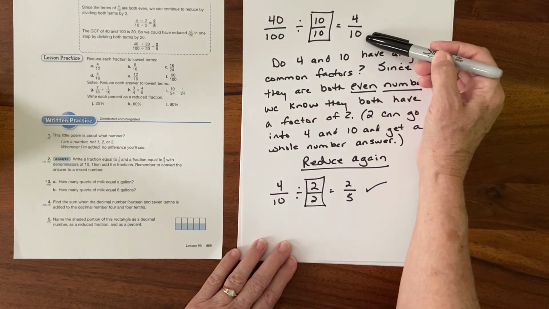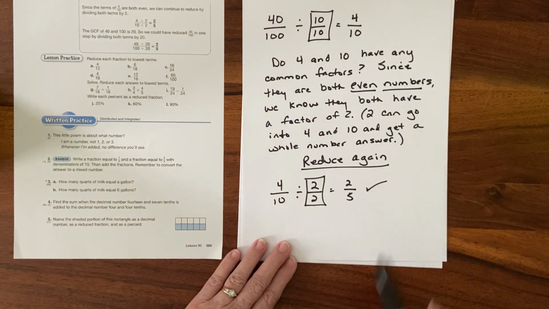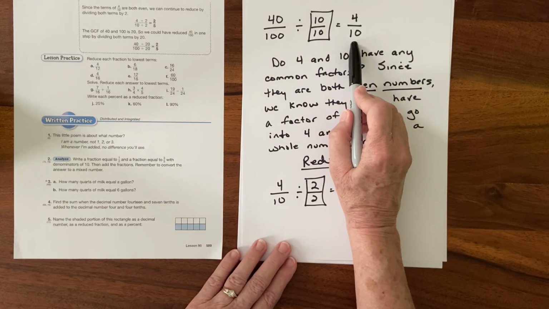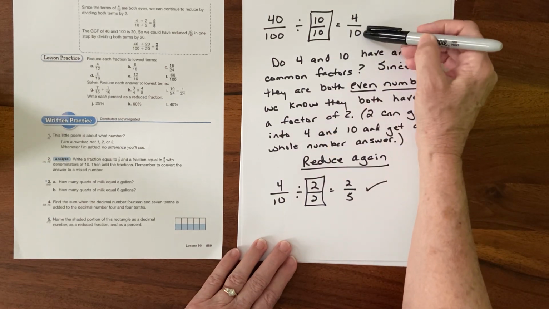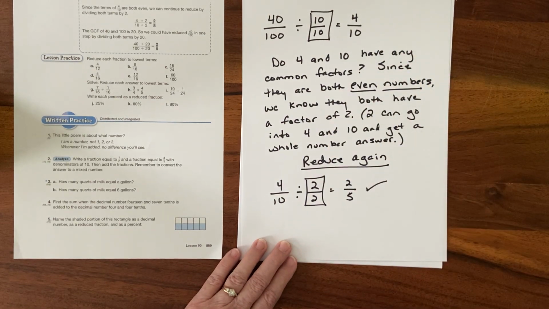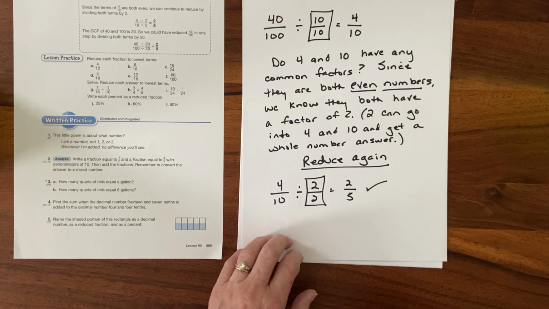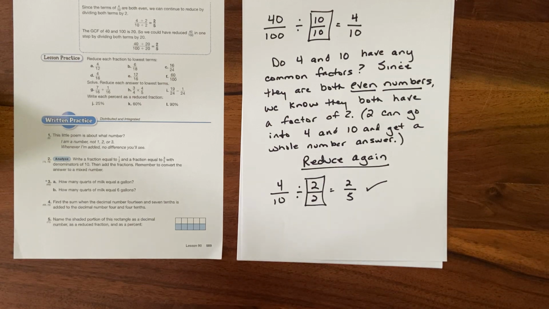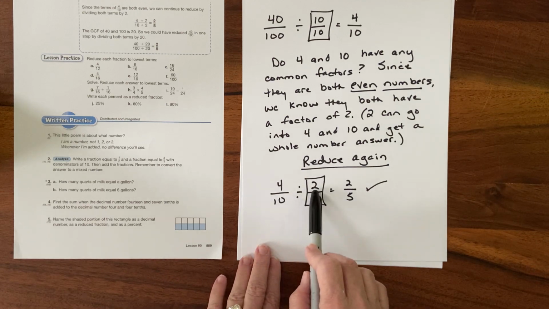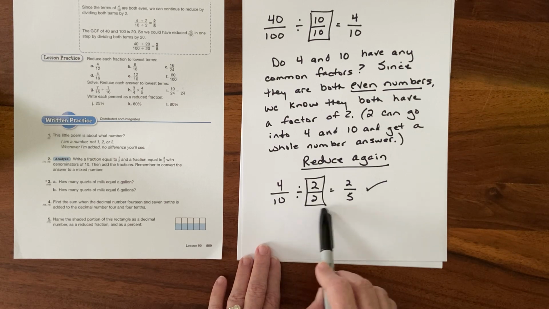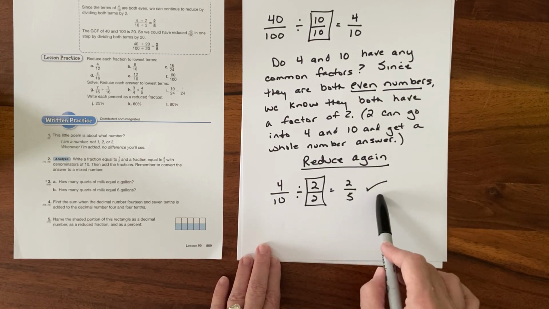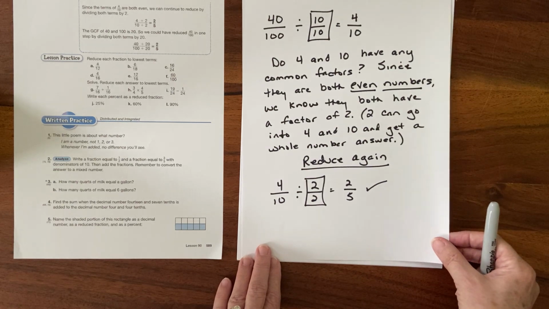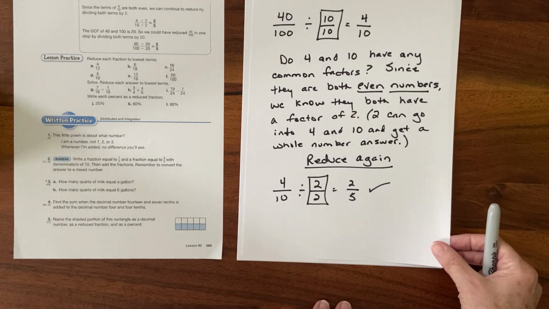So I get 4/10. So I look at that fraction, I say, is that in simplest terms? No, because they're both even numbers, aren't they? So if they're both even numbers, I know I can divide by 2. They both have a factor of 2. So 2 can go into 4 evenly, and 2 can go into 10 evenly, to get a whole number. So 4 divided by 2 is 2. 10 divided by 2 is 5. So now 2/5. I have my simplest terms, or lowest terms, right?